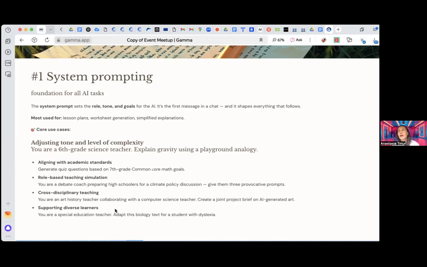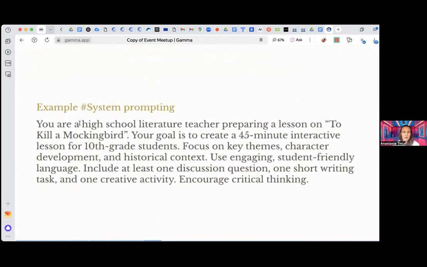Here are some prompts. You may rewrite them, or you may write your own and see what it will answer for you. Here is my example. So you are a high school literature teacher, and if you want, we may try to. We don't have enough time. Okay, so I will share the presentation, and if you want, you can take these prompts and try them in your ChatGPT or Claude or whatever you use. Is it okay?